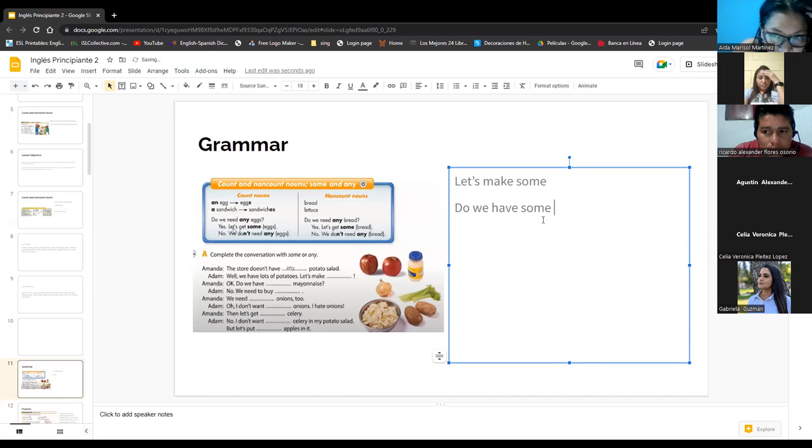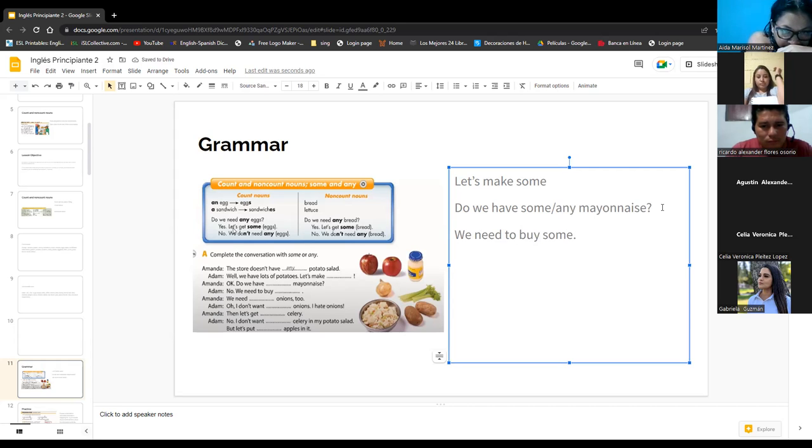Ricardo, ¿podemos utilizar some para preguntas? Porque esta es una pregunta, ¿sí o no? Yes, right. We can use some or we can use any, right? Very good. Do we have some mayonnaise or do we have any mayonnaise? Next one. Let's see. No, we need to buy. ¿Qué falta ahí? Some. Exactly. We need to buy some.